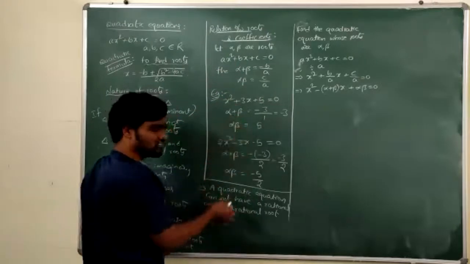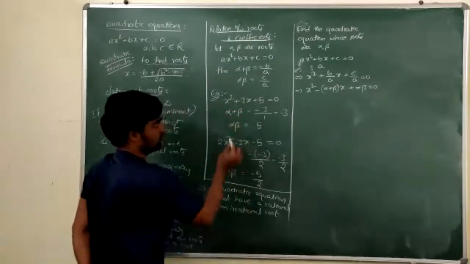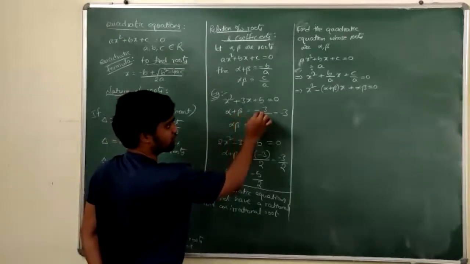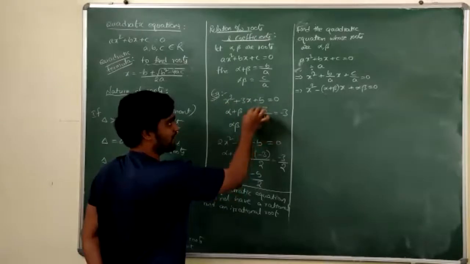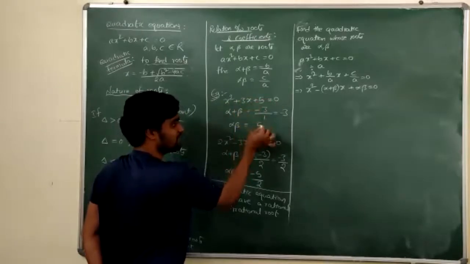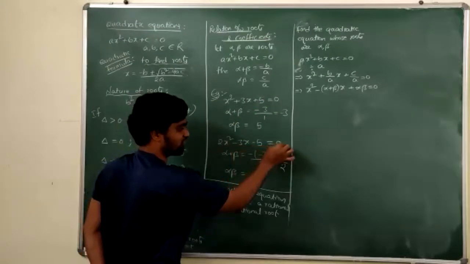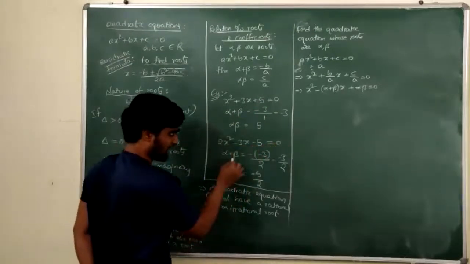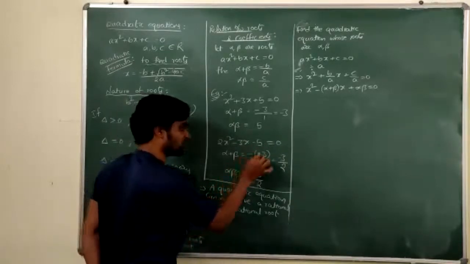So now I have given two examples here. x square plus 3x plus 5 is equal to 0, which means alpha plus beta is equal to minus 3 by 1, alpha into beta is equal to 5 by 1: minus b by a, c by a. Okay. 2x square minus 3x minus 5 is equal to 0. Alpha plus beta is equal to minus of minus 3. Don't forget to write another minus sign.